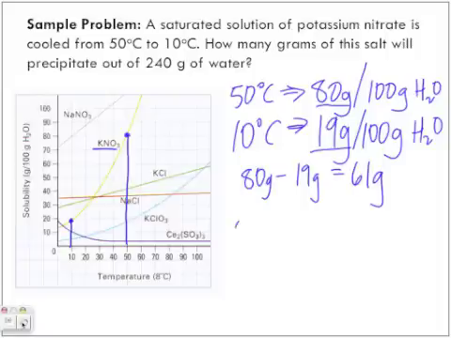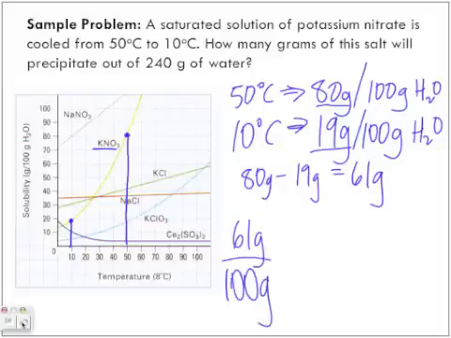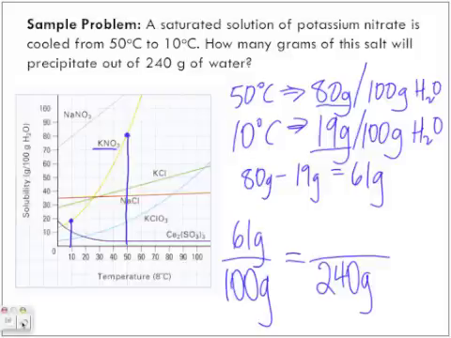Now, we know it's a ratio: 61 grams per 100 grams will precipitate out. But we don't have 100 grams, we have 240 grams of water. We want to find out how many grams per 240. If we went from 100 grams to 200 grams, we would just multiply by 2. But it's not as cut and dry as multiplying by 2 to get to 240, so we have to figure it out. So we use this ratio, like a regular ratio in math class.